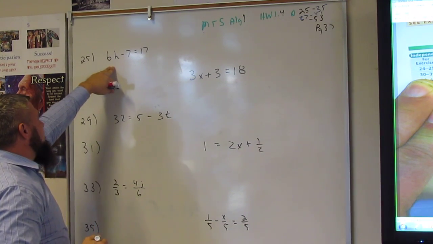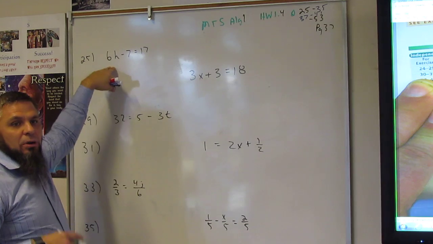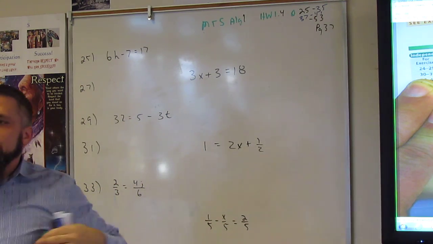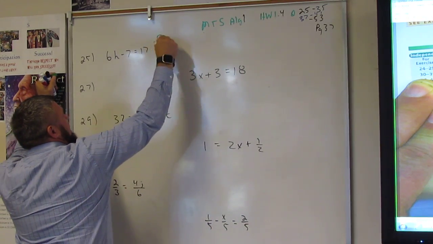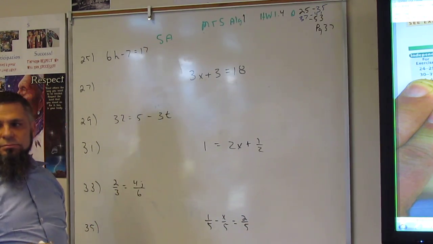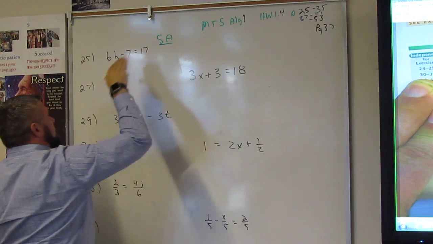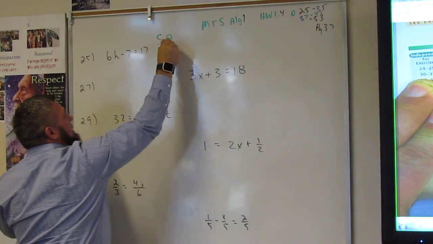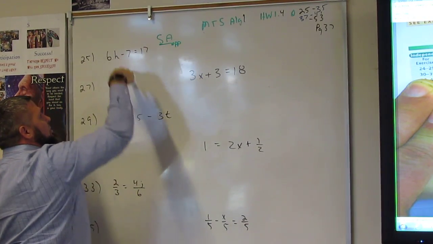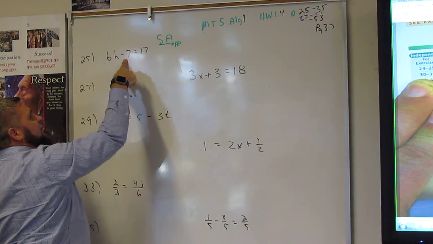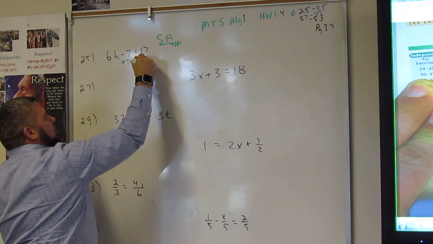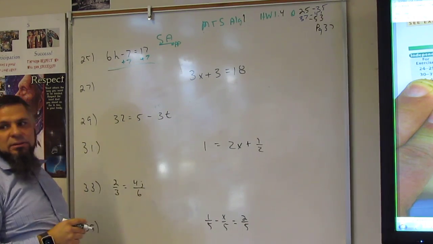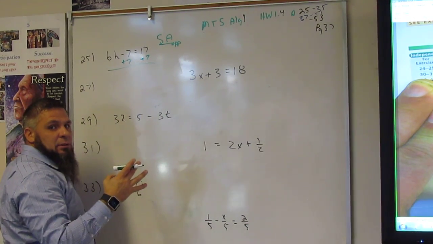So I'm going to solve for H. So remember, solving SADMEP, right? Solving SADMEP. So I'm starting with SA. These guys are linked. So whatever subtracting or adding, I'm going to do the opposite. So it's the opposite of minus 7. Add. What I do to one side, I do to the other. That's all we're doing.